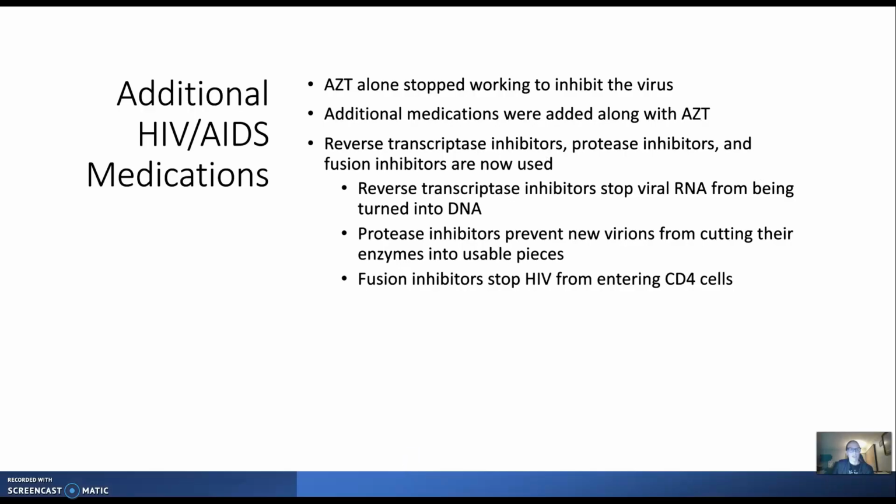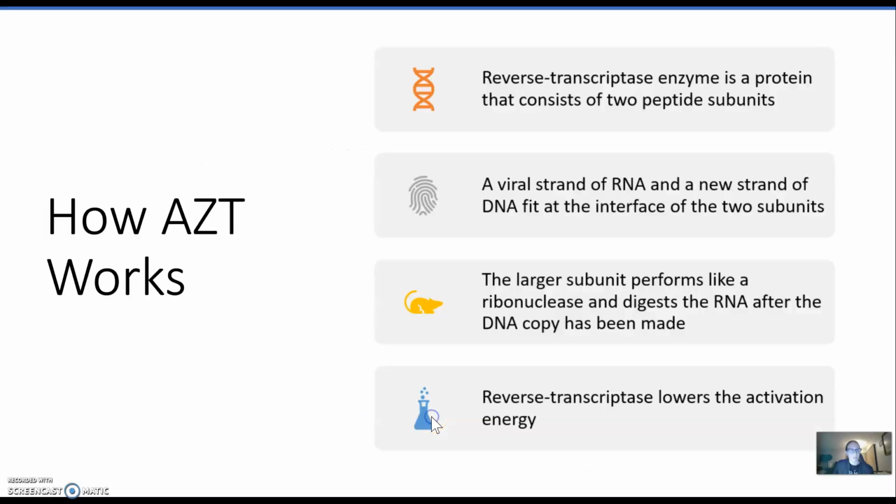Additional HIV or AIDS medications: AZT alone stopped working to inhibit the virus. Additional medications were added along with AZT. Reverse transcriptase inhibitors, protease inhibitors, and fusion inhibitors are now used. Reverse transcriptase inhibitors stop viral RNA from being turned into DNA. Protease inhibitors prevent new virions from cutting their enzymes into usable pieces. And fusion inhibitors stop HIV from entering CD4 cells.